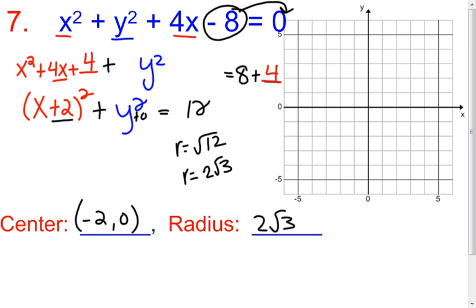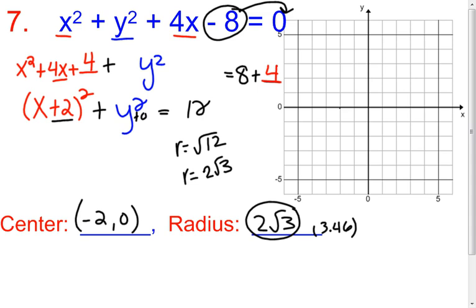But in order to be able to graph it, you need to know what a decimal value is for 2 root 3 or square root 12. I'm trying to get it on my calculator, so hang tight here. The decimal value for the square root of 12 is 3.46, okay? The 2 root 3 or the square root of 12, just as a decimal, is 3.46. This is the answer that I want when you ask me for the radius, but when you graph it, you need a decimal to be able to estimate where it is.